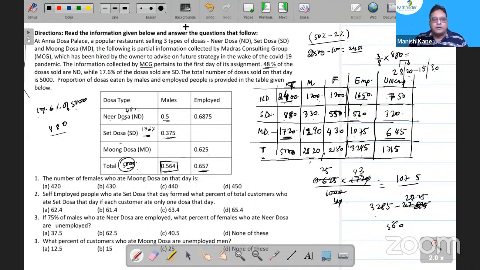Correct? So how many females eat moong dosa on that day? The correct answer is 430. Have you understood how to solve this? Have you understood the solution to this, or do you have a doubt? If you have a doubt, please feel free to ask me. Anyone who has a doubt on this? Yeah. So if you've understood this, give me a thumbs up.